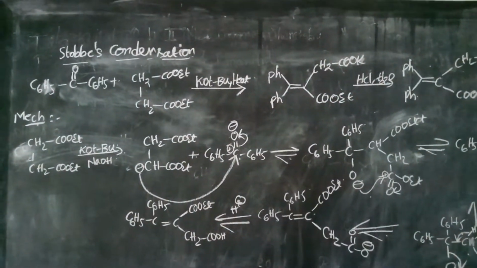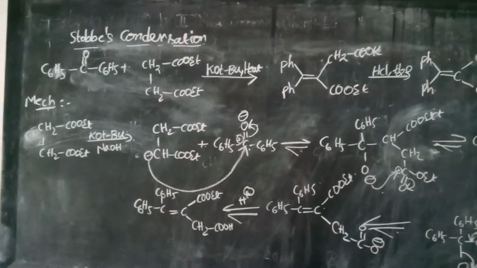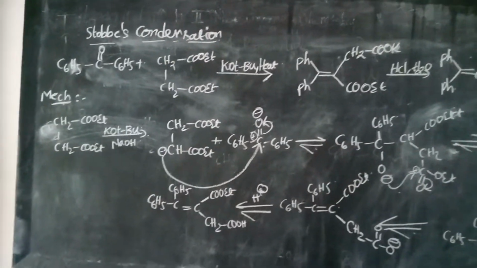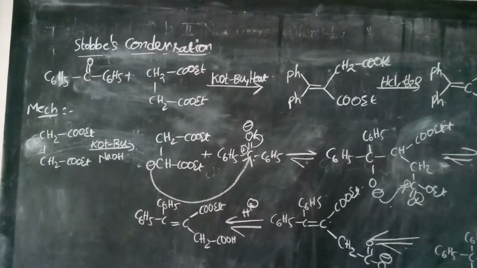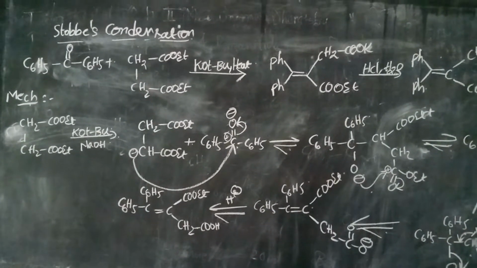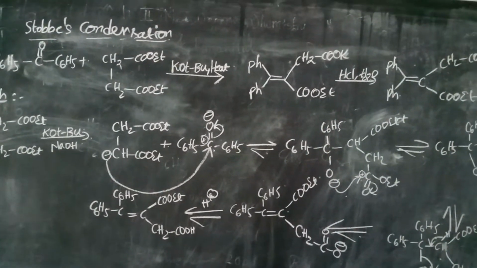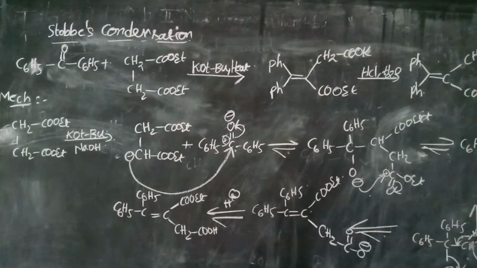Stobbes condensation. The reaction between an aldehyde or ketone with succinic ester in the presence of potassium tertiary butoxide or sodium hydroxide to form alkylidene succinic ester is known as Stobbes condensation.